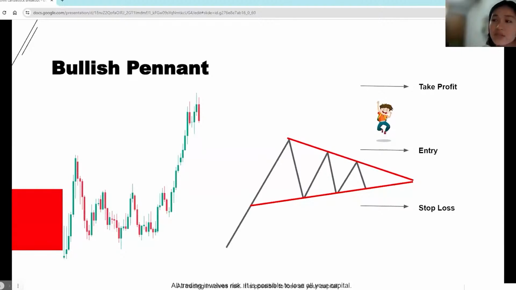Okay, but it is supposed to be an equal length that's recommended. So equal length between the beginning of the movement, which can be the flagpole here, as well as the movement from here to your take profit, or whenever price breaks out of that upper boundary.